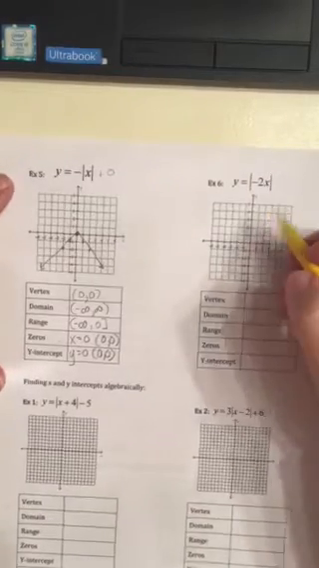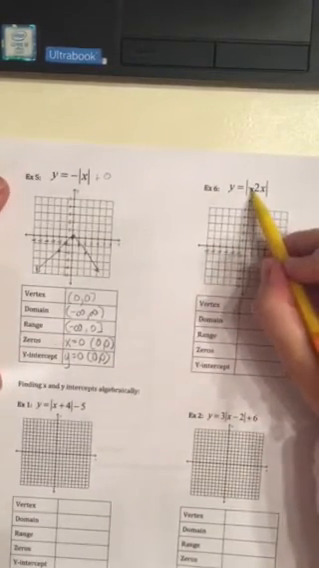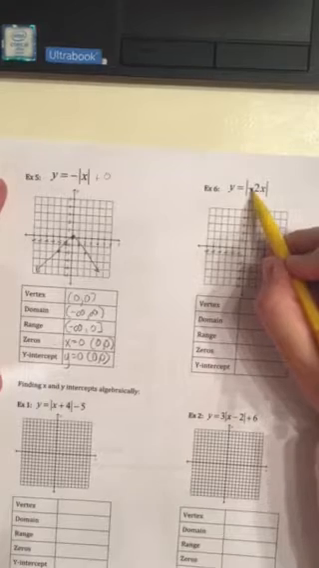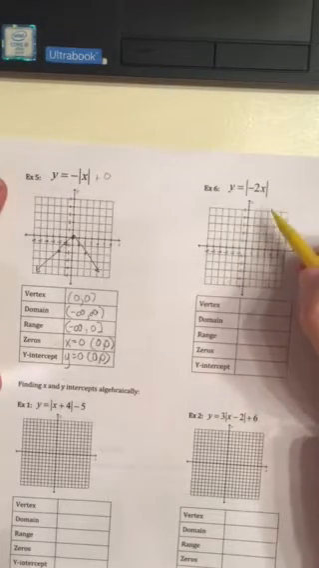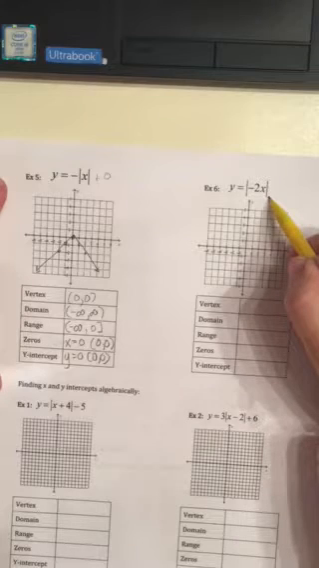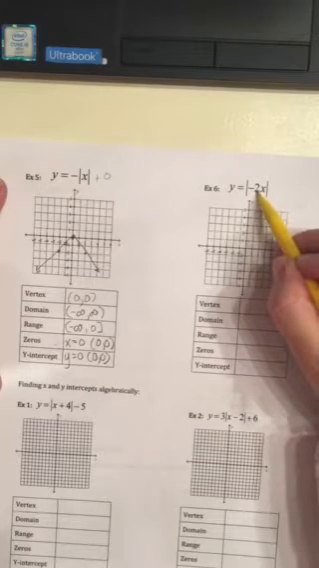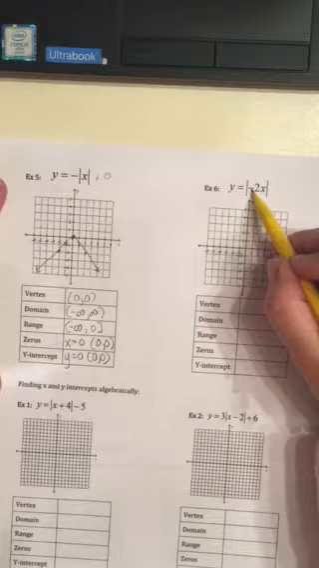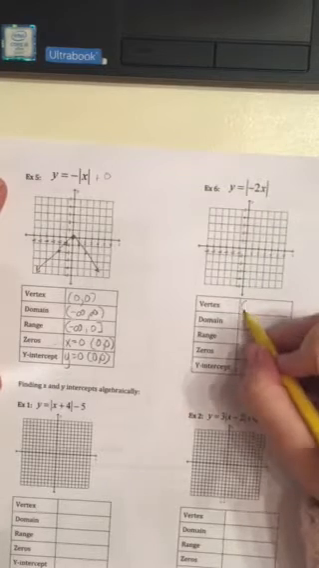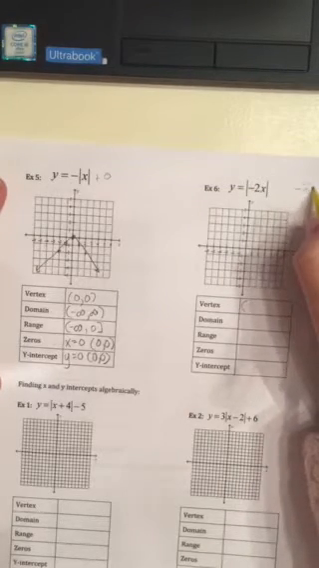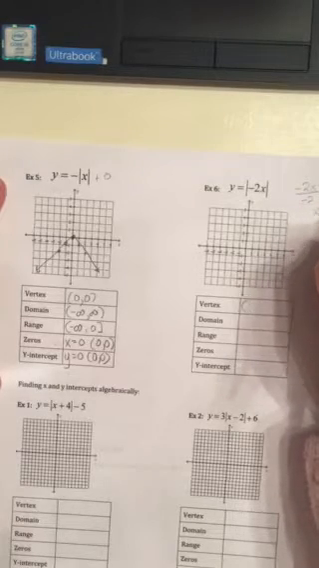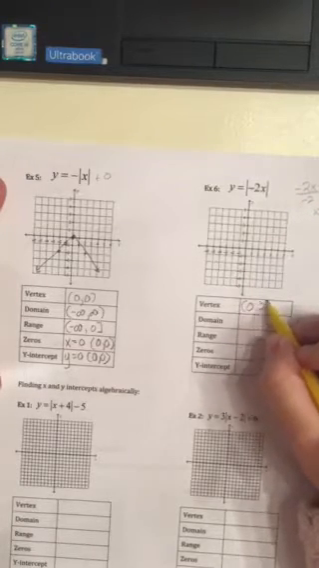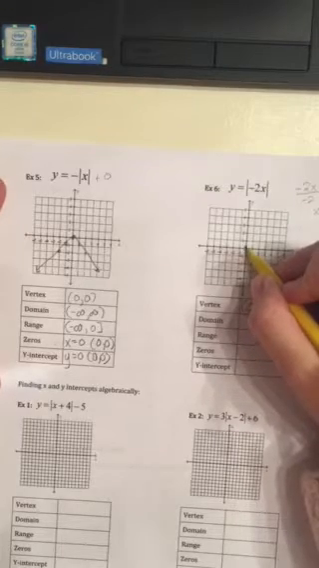Now, for this guy, when you see this negative, you think, well, maybe that should face down, but he's inside the absolute value. So this is going to be a V-shaped graph that faces up. This is going to be a stretch, and that's actually going to not have an effect. So vertex, I set this equal to 0 and solve, and I'm going to end up getting 0. So there's my 0, 0.